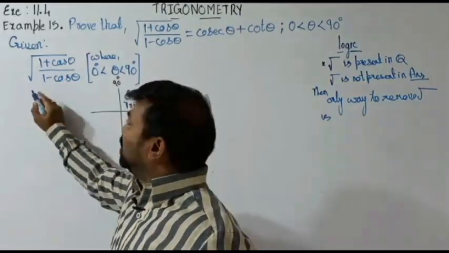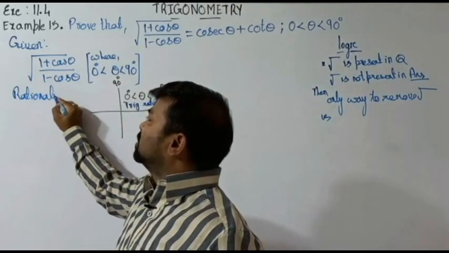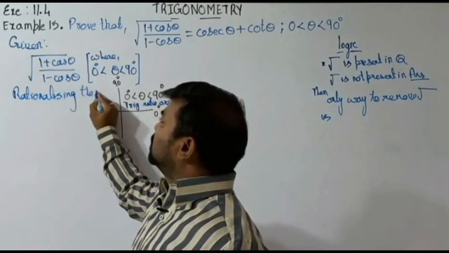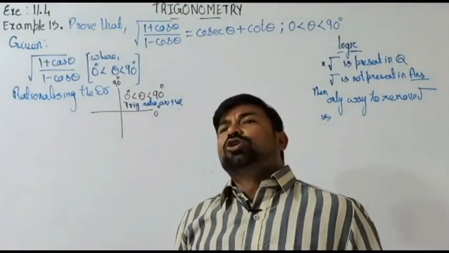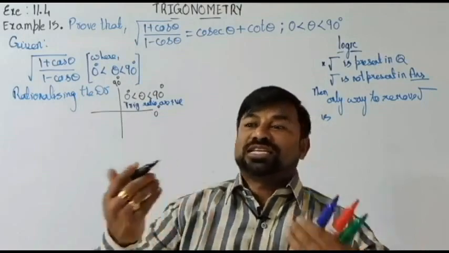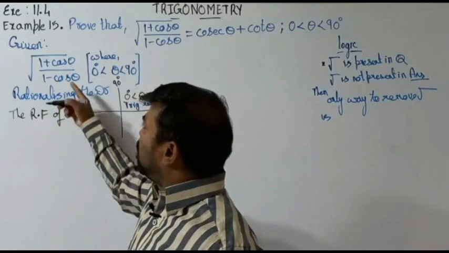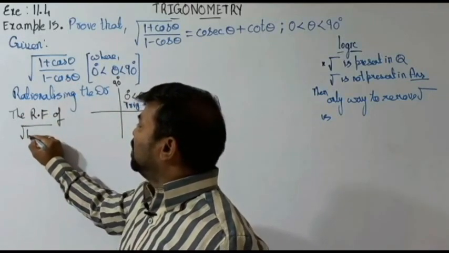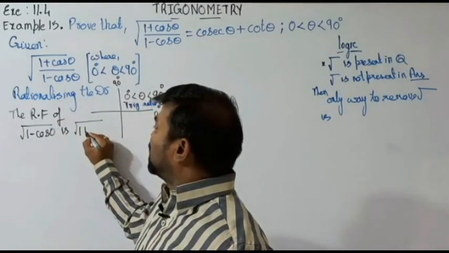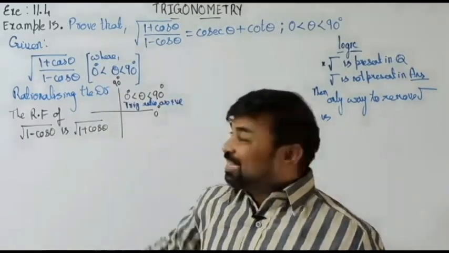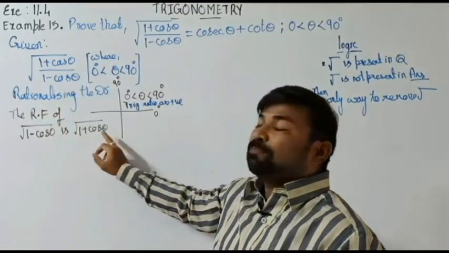So what shall we do? Let's rationalize the denominator, not the numerator. Then we have to think about the rationalizing factor. The denominator we have is under root 1 minus cos theta. Remember, its rationalizing factor is under root 1 plus cos theta. 1 minus cos theta has the rationalizing factor 1 plus cos theta.